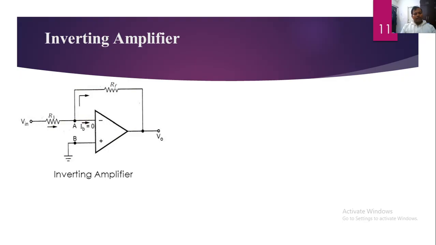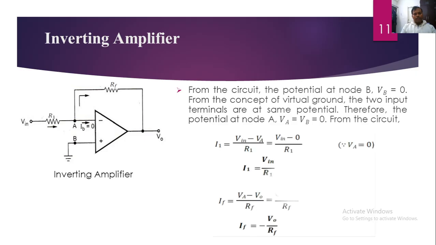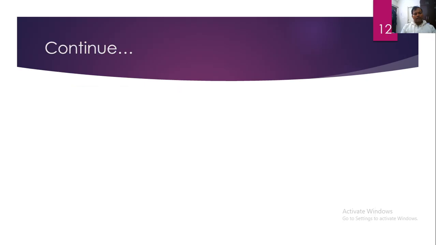This is the inverting amplifier. Why do we call it the inverting amplifier? Since the output has a 180-degree phase shift with respect to the input, that's why it is called the inverting amplifier. In the inverting amplifier, the positive terminal is grounded and input is applied at the inverting terminal. That's why it is called the inverting amplifier. From the concept of virtual grounding and by using KCL, we have calculated the gain, which is equal to Vout by Vin, and we will get minus Rf by R1.